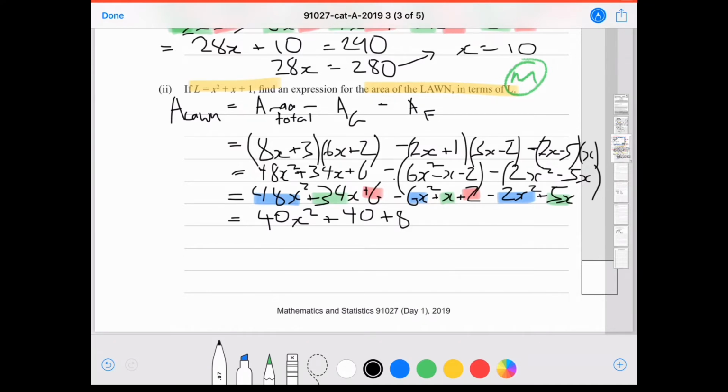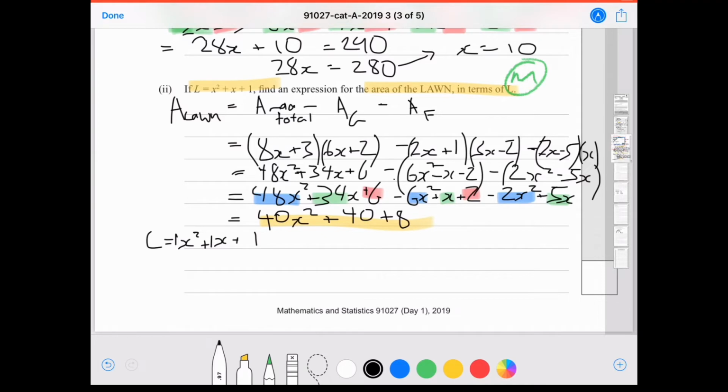Okay, so we've got this quadratic expression for the area of the lawn. But looking at the question, it's asking, you've got this idea here, L equals x squared plus x plus 1. And you can see there's some correlation because if you look at the coefficients of x squared and x, it's 1, right? And you've got 40x and 40. And so there's some similarities here.